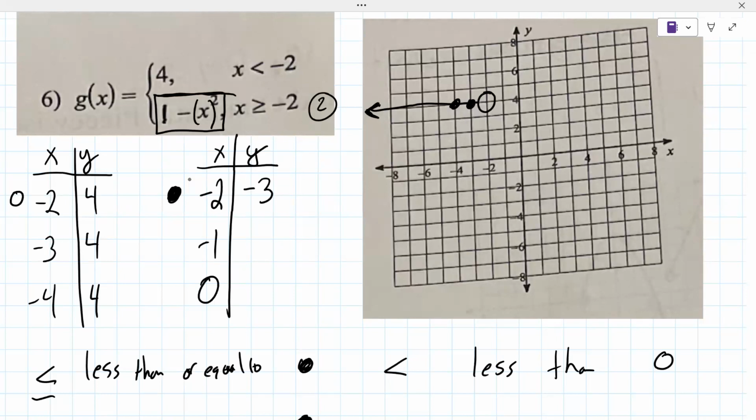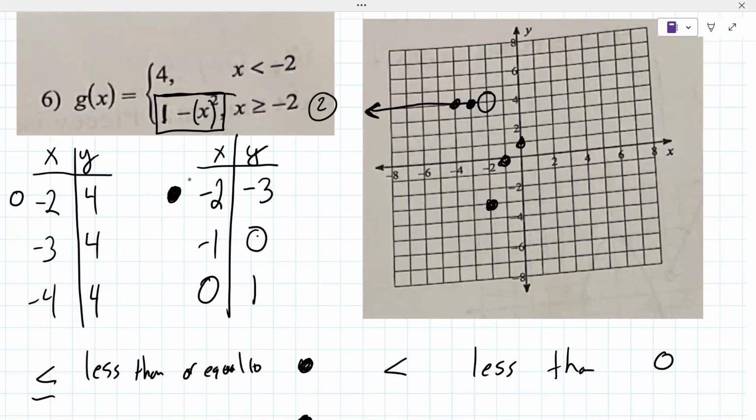Zero. Okay, and then zero, that's going to be for 0 squared. Yeah, that's a 0, and 1 minus 0 is a 1. Okay, so we're going to plot these points: -2, -3, and it's a filled in circle. -1, 0, 0, 1. Okay, now we have a small issue here.